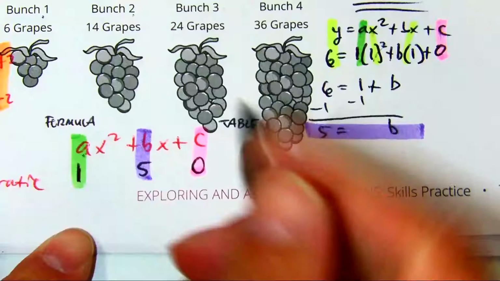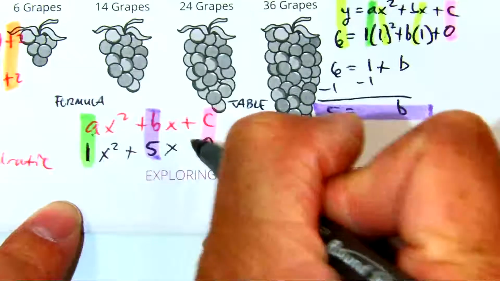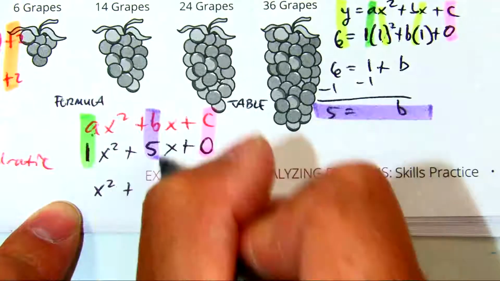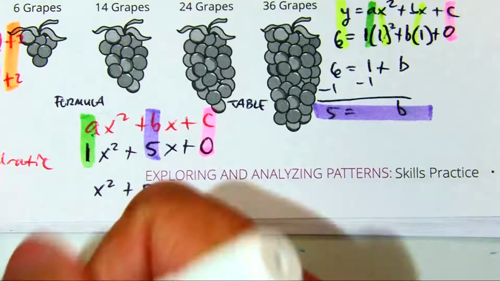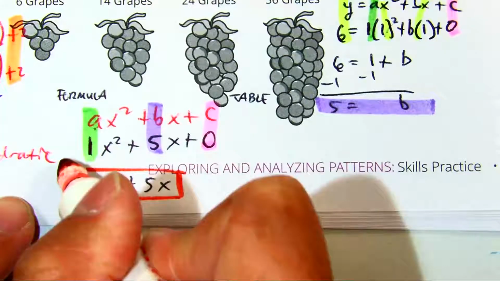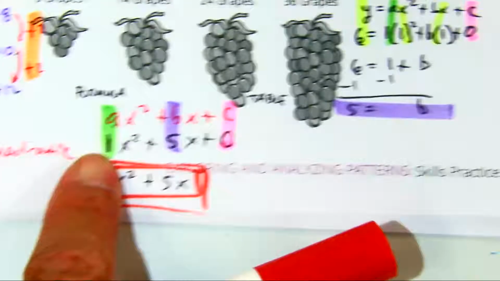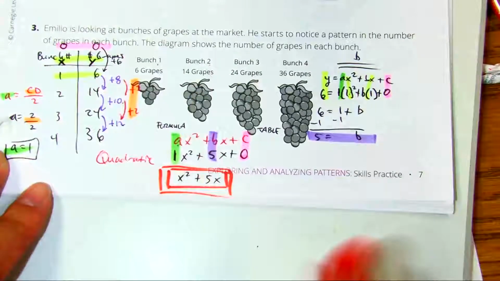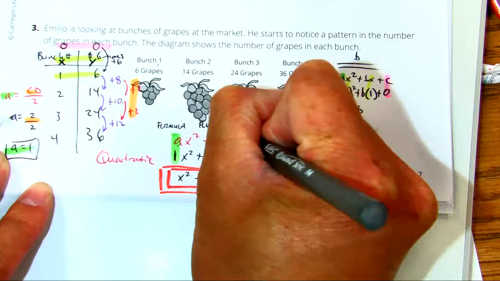So my answer is going to be, do we have to write the 1 there? No. So you have x squared plus 5x, and do you have to write the 0? No. So our answer is x squared plus 5x. So to review, find your A value by finding your common difference. Find your C value by using the table. Find your B value by plug and chug. And then you'll get your answer.